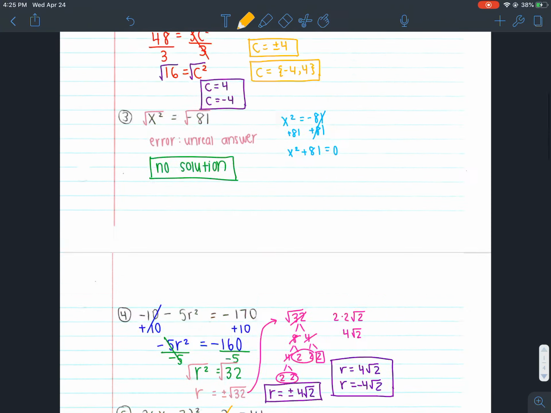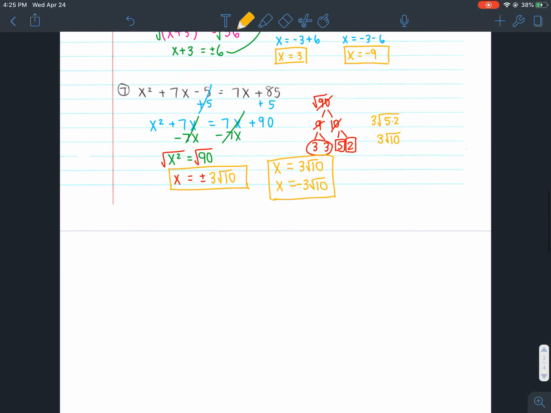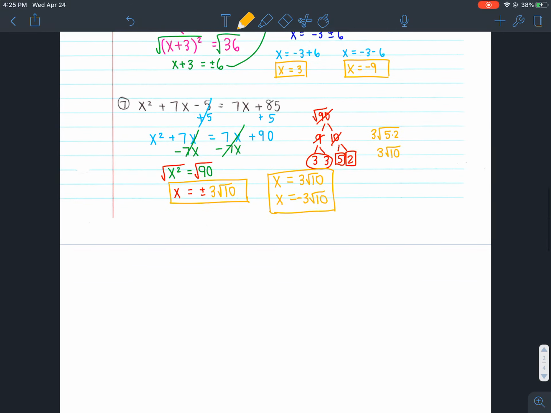But that is it for our notes for solving by square rooting. Just need the x squared by itself or something squared by itself, and you just do normal process of solving equations.